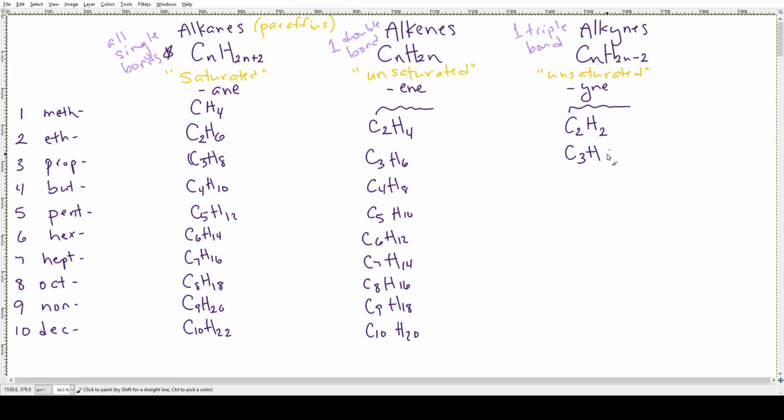C3H4, C4H6. You're probably starting to see a pattern here. It's going up by 2 hydrogens each time, which is nice. C8H14, C9H16, and C10H18. Whew!